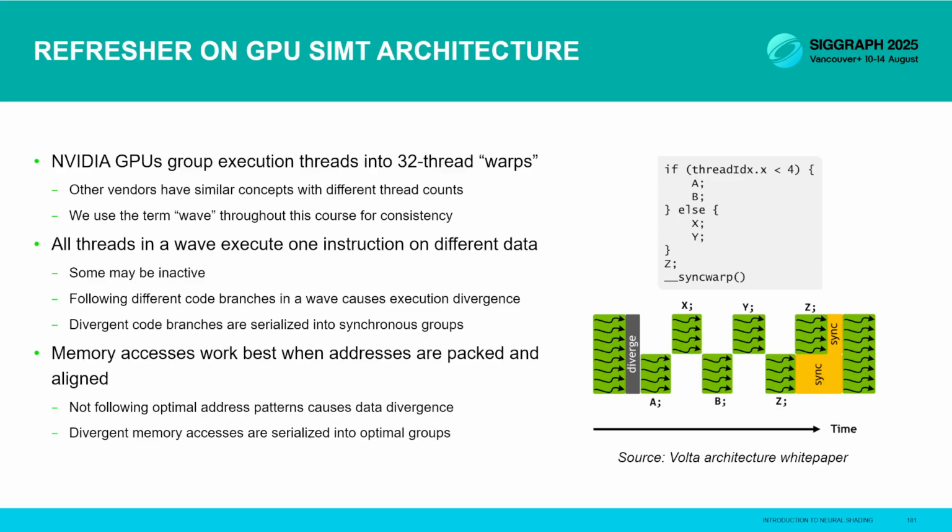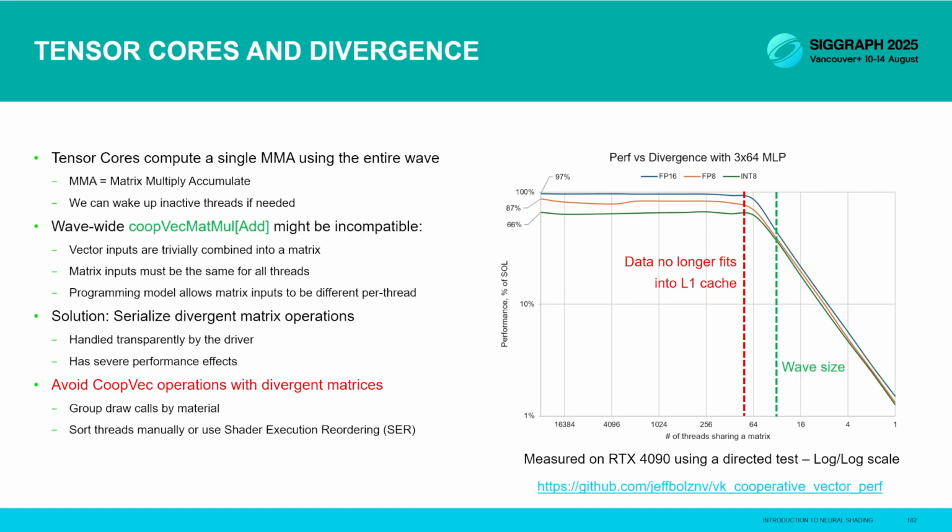Why am I telling you all this? Because cooperative vector operations have very similar performance effects from divergence. The root of the divergence problem here is that tensor cores compute a single matrix multiplication for the entire wave, meaning that both A and B matrices are shared by all threads. But the CoopVec programming model doesn't make such restrictions. Every thread is allowed to perform its own separate matrix-vector multiplication or not perform anything at all.